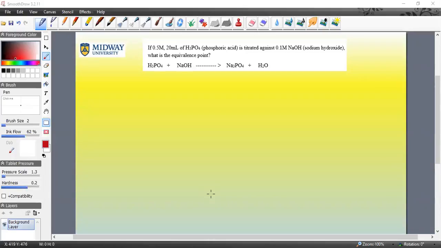Welcome back, and here's the last problem on the titration perspective in stoichiometry. So I have this problem, and as I always suggest, pause the video here, work it out, and then come back and play the video to see if you got it right. If you didn't, write down exactly why you did not get it right. Don't just say, I did not get it right.